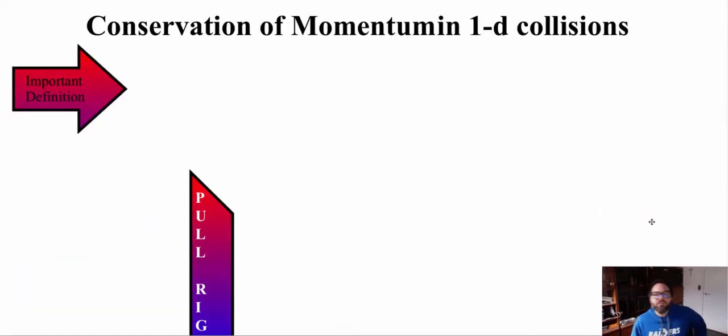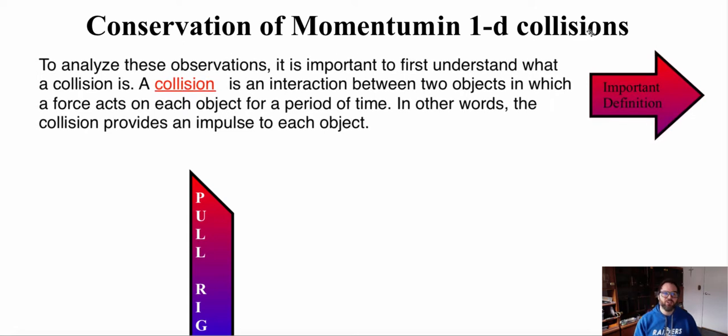So right here, conservation of momentum in 1D collisions. You need to know this definition here. To analyze these observations, it is important that first we understand what a collision is. A collision is an interaction between two objects in which a force acts on each other for a period of time. In other words, a collision provides an impulse to each object. So an impulse is a change in momentum.